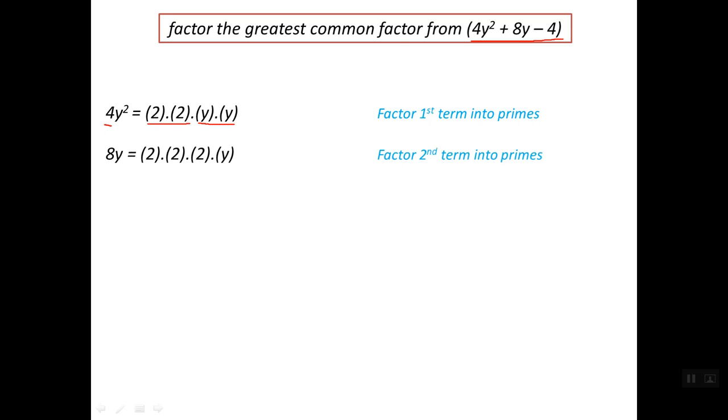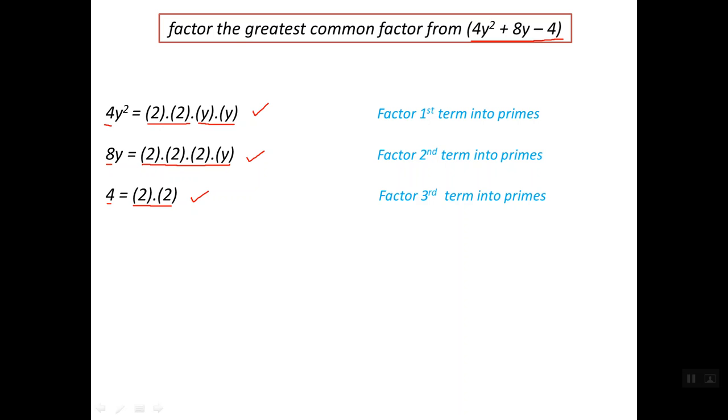The same for the second term, which is 8y. Regarding the 8, the factors of 8 are simply 2 by 2 by 2, and y is alone. Regarding the third term, which is the constant 4, the factors of 4 are 2 by 2. So by this, we have three lists.